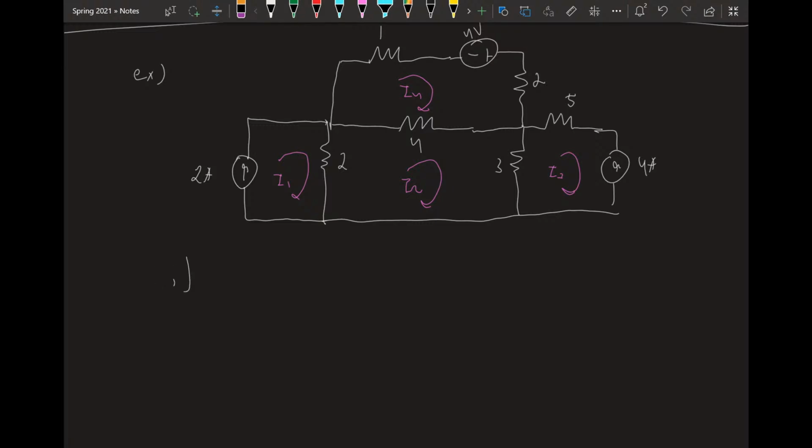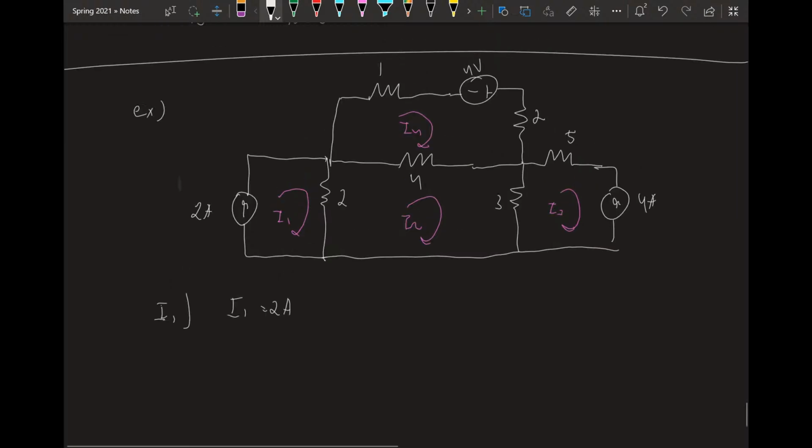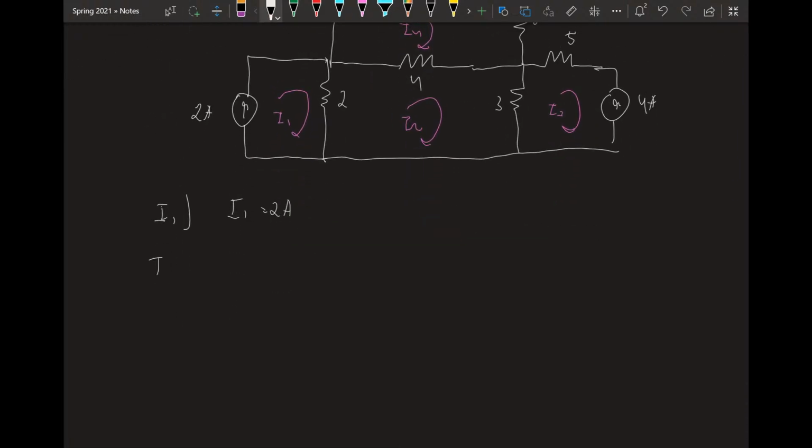Now, if you remember from when we were doing node voltage, we could sometimes shortcut this step if we knew what that node voltage had to be. There's a similar thing for mesh current where, let's look at I1, where we're going this way. The current through this branch is only I1. Well, the current in that branch also has to be 2 amps because of the current source. So we can just write down that I1 equals 2 amps, and then we're done. It's very nice.